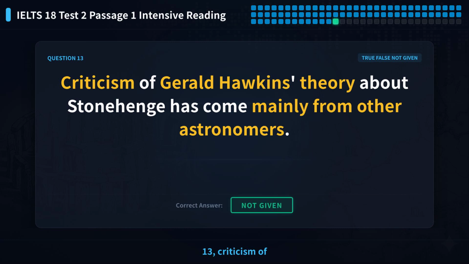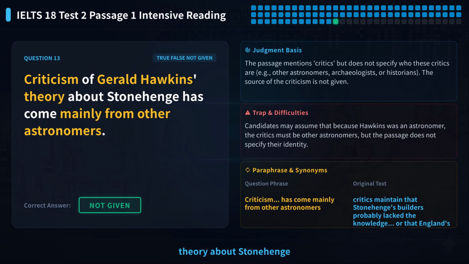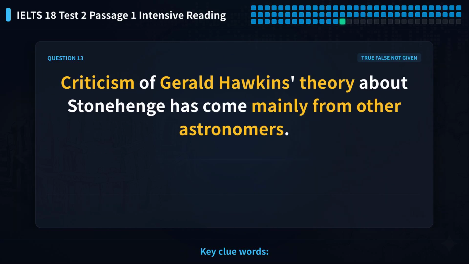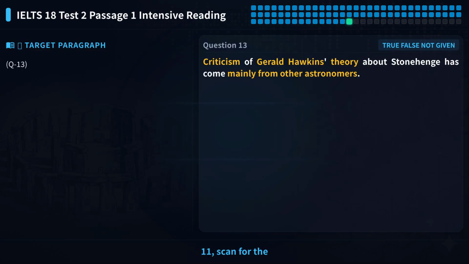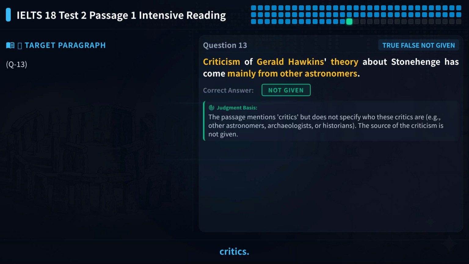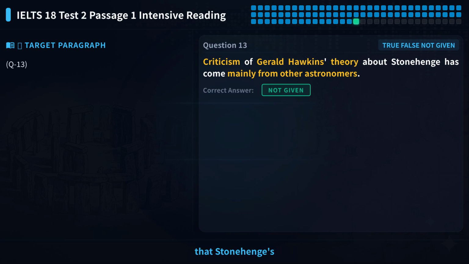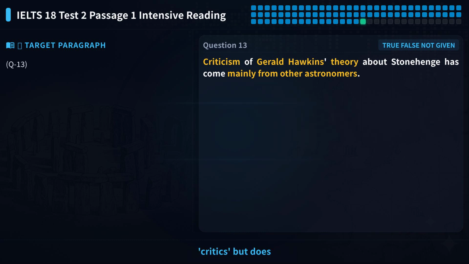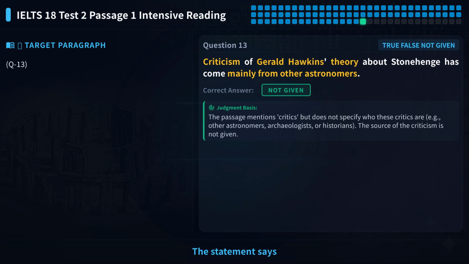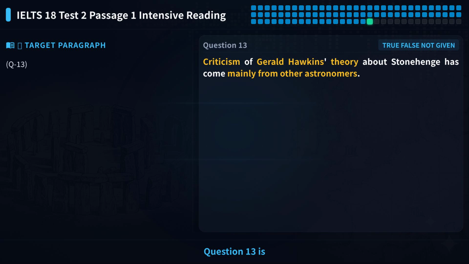Let's look at question 13. Criticism of Gerald Hawkins' theory about Stonehenge has come mainly from other astronomers. Key clue words: "criticism," "mainly," "other astronomers." Locate paragraph 11, scan for the landmark word "critics." The original text uses, "critics maintain that Stonehenge's builders probably lacked the knowledge, or that England's dense cloud cover would have obscured their view." The passage mentions critics but does not specify their profession. The statement says "mainly from other astronomers," which is not supported. Also, the passage does not say critics are not astronomers, so it is not false. So the answer to question 13 is not given.